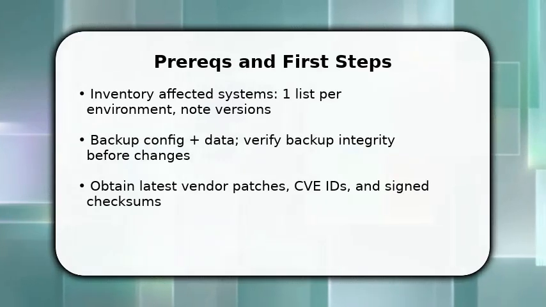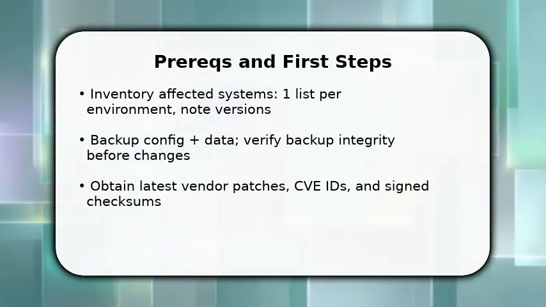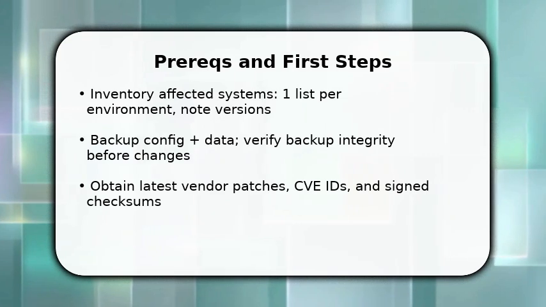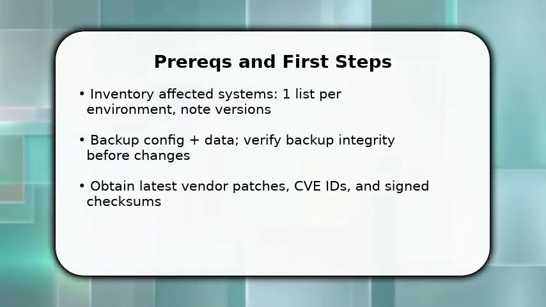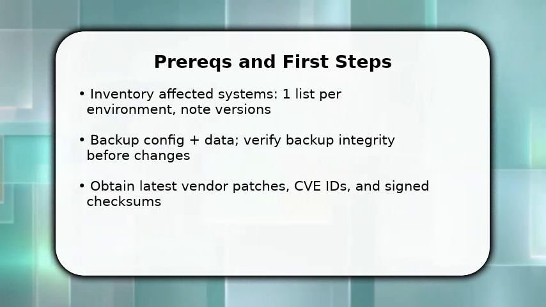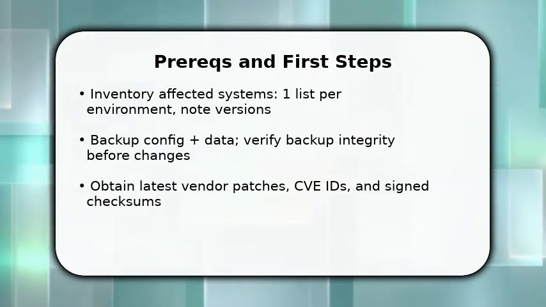You start by confirming prerequisites so you can move fast and safe. First, inventory each affected system and note exact versions. This tells you scope. Next, create and verify backups of config and data so you can roll back if needed.